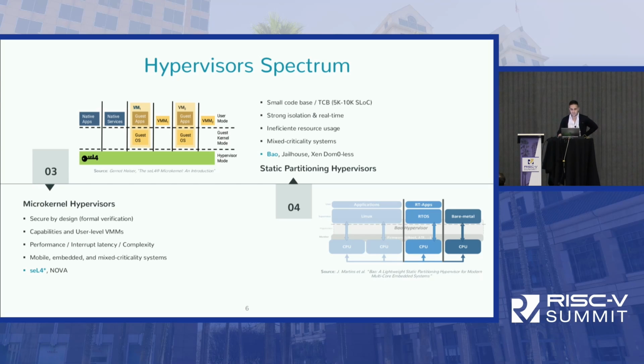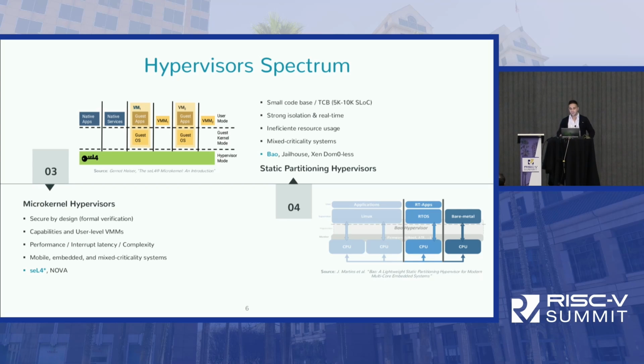Another kind of topology is the microkernel hypervisors, where they leverage a secure-by-design approach. Some of them are formally verified, like seL4, and they resort to capabilities to provide additional security guarantees. They typically provide just a minimal TCB in hypervisor mode, but then they need to provide the virtual machine monitor capabilities in user mode. And this has some impact in terms of performance and interrupt latency. The best example is seL4.